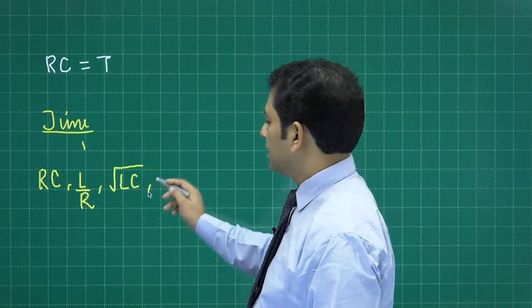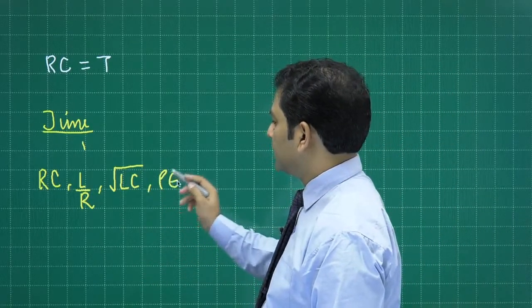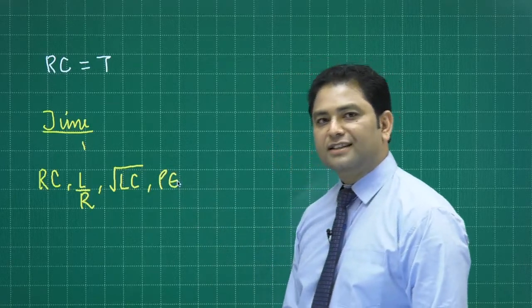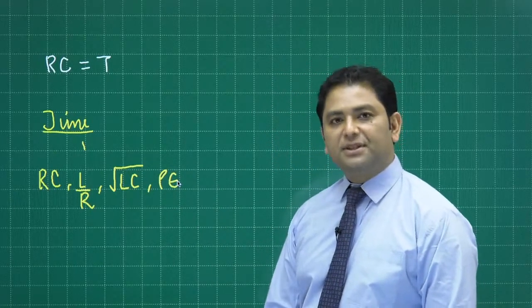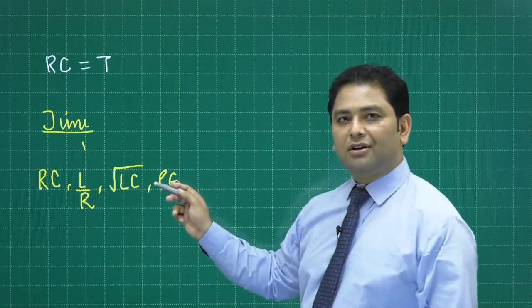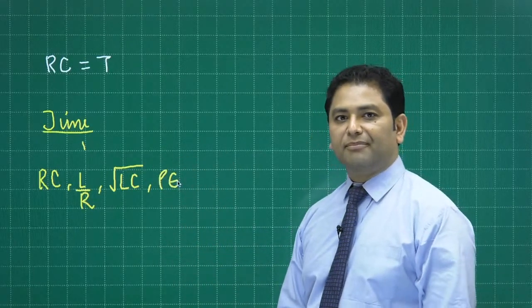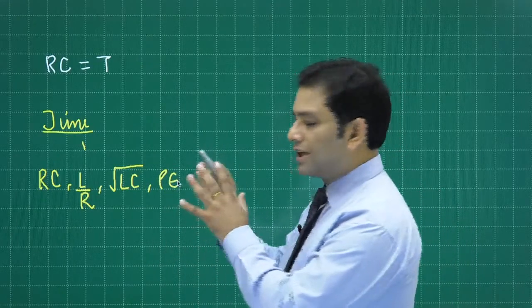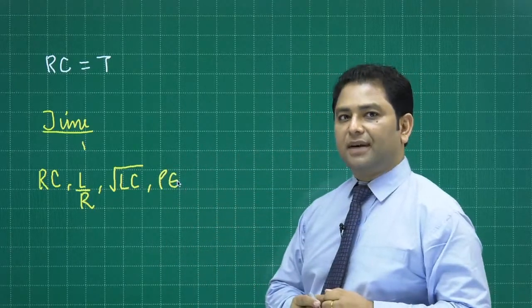Similarly, there is another quantity for time, which is rho times epsilon. Rho is the resistivity, epsilon is the permittivity. It's unbelievable. Try out later on. This will be the dimension of time. Now, it is strongly recommended that you keep these things in mind.